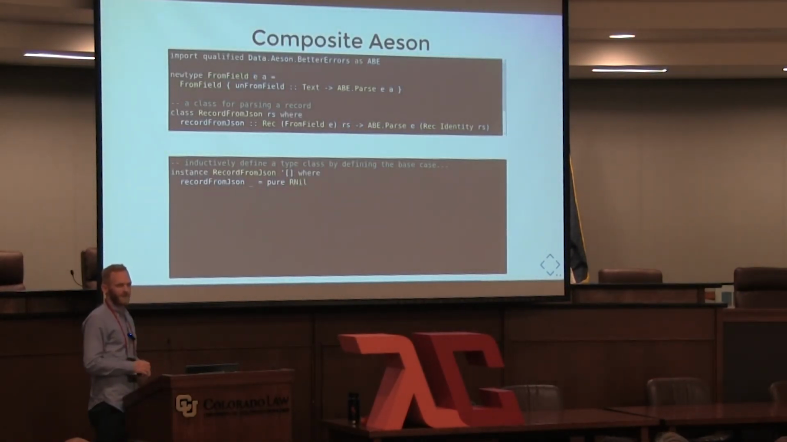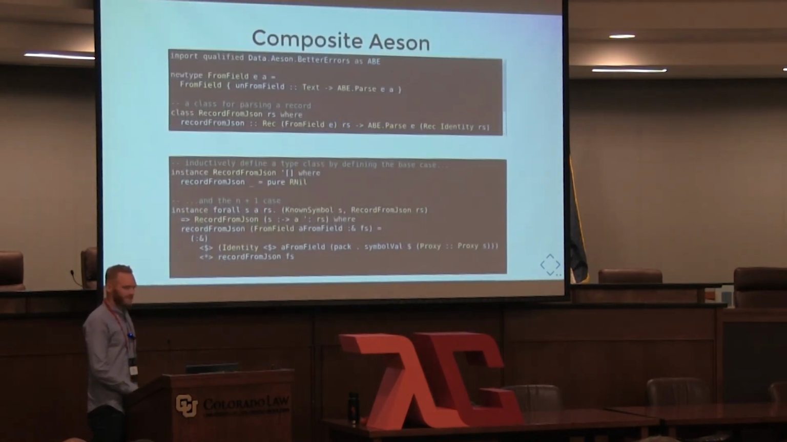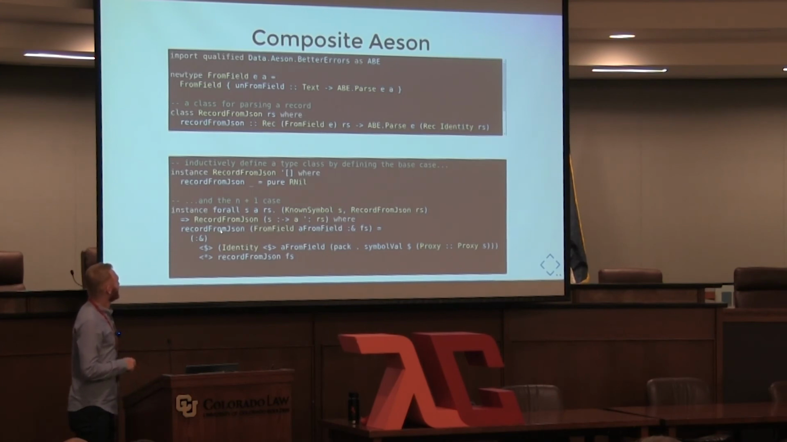All right. Well, how do we parse nothing? It succeeds. Great. So when I want to parse the empty row type, I just return that. Great. Here's a really hard one. Here's our inductively defined type class instance that you're going to see throughout the rest of Composite. Really dense, I'm sorry, but I hope you'll follow along.